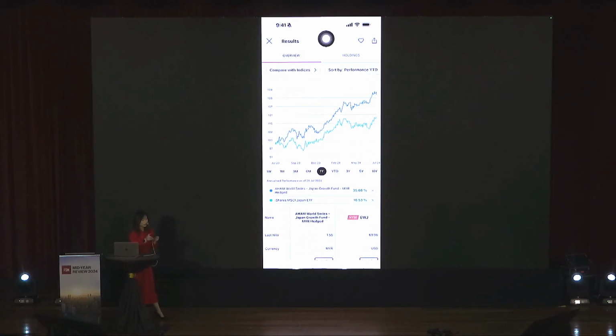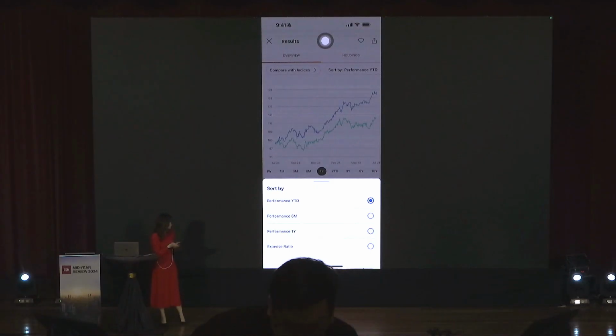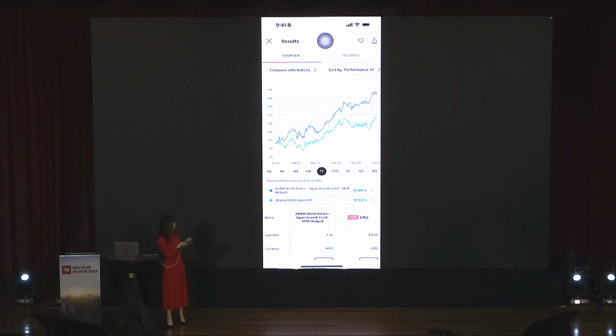Very easy. You can see the performance trend of the two products, how each performs. You can also sort by not just year to date; you can choose to compare 6 months or 1 year performance of these two products. For example, for the past 1 year, we can see that the AHAM World Series Japan Growth Fund outperformed the MSCI Japan Index.